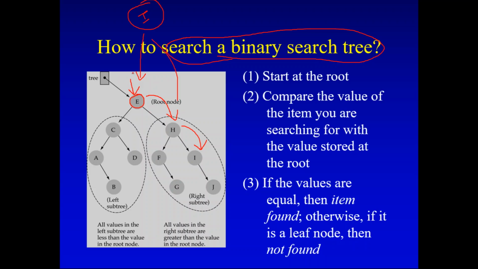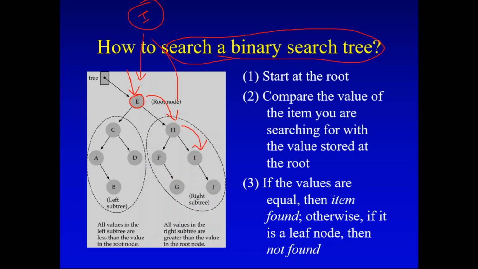Initially also it works like that. You start with the root node and check whether this is I or not. No, this is not I. Then check whether I is less than E or greater than E. If I is less than E, go to the left side. Otherwise, go to the right child. I is greater than E, so go to the right child, and you get the node H. Again check whether H is equal to I. H is not equal to I, so check whether I is less than H or greater than H. I is greater than H, so again go right. You reach this node, and you check whether it is equal to I. Yes, it is equal to I. So now you can say that the node is available.